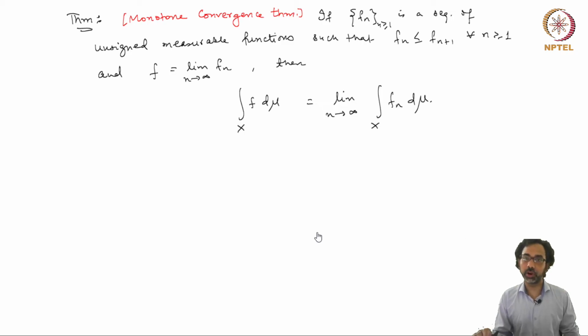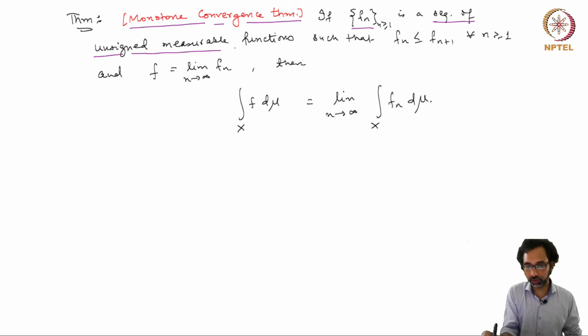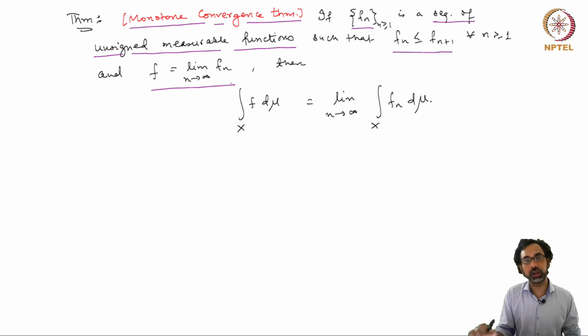Now we come to an extremely important property of the Lebesgue integral, which is the monotone convergence theorem, and it says that if Fn is a sequence of unsigned measurable functions such that Fn is less than or equal to Fn plus 1, so it is an increasing sequence or non-decreasing sequence of unsigned measurable functions, and f is the pointwise limit of these functions Fn, then the integral of f is equal to the limit of the integrals of the Fn's.